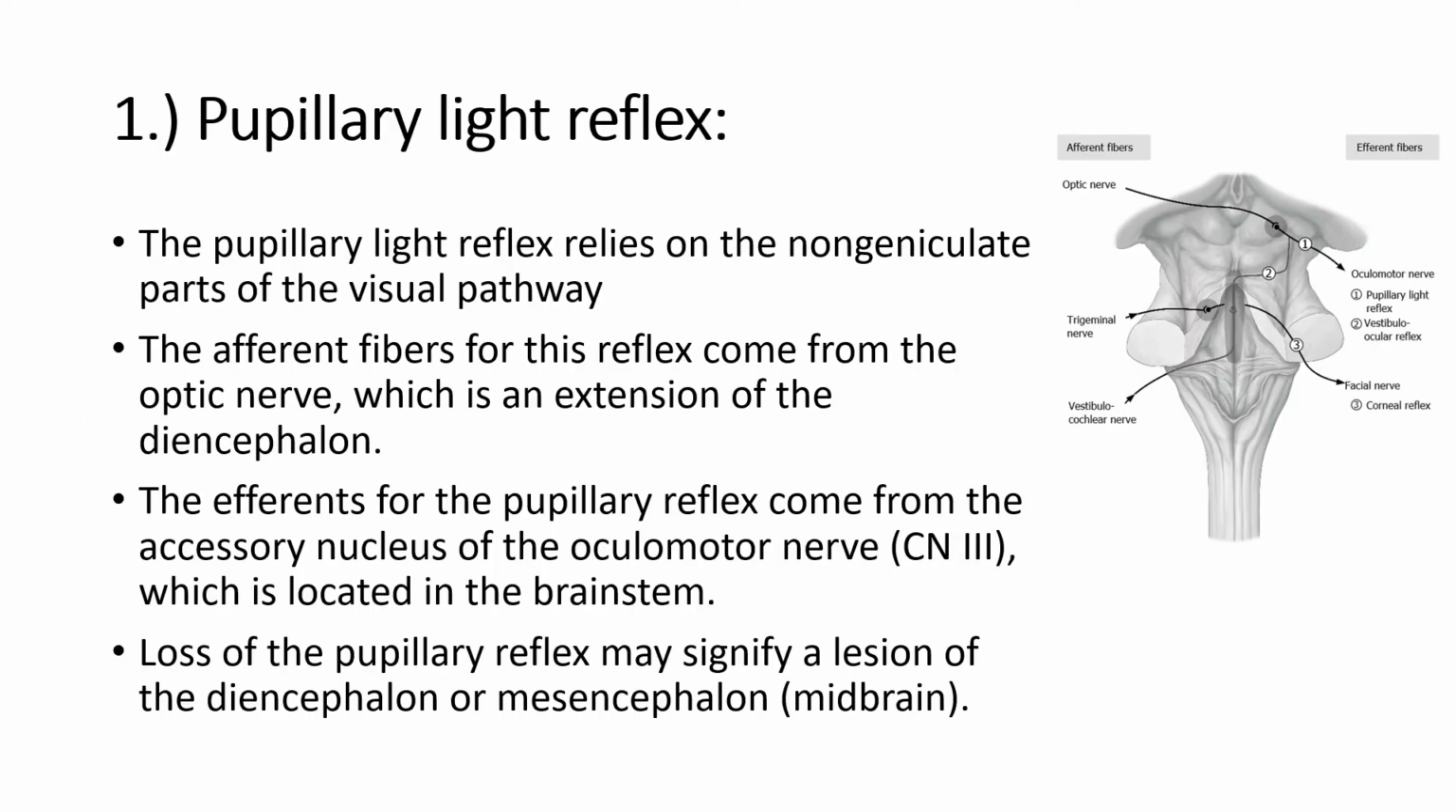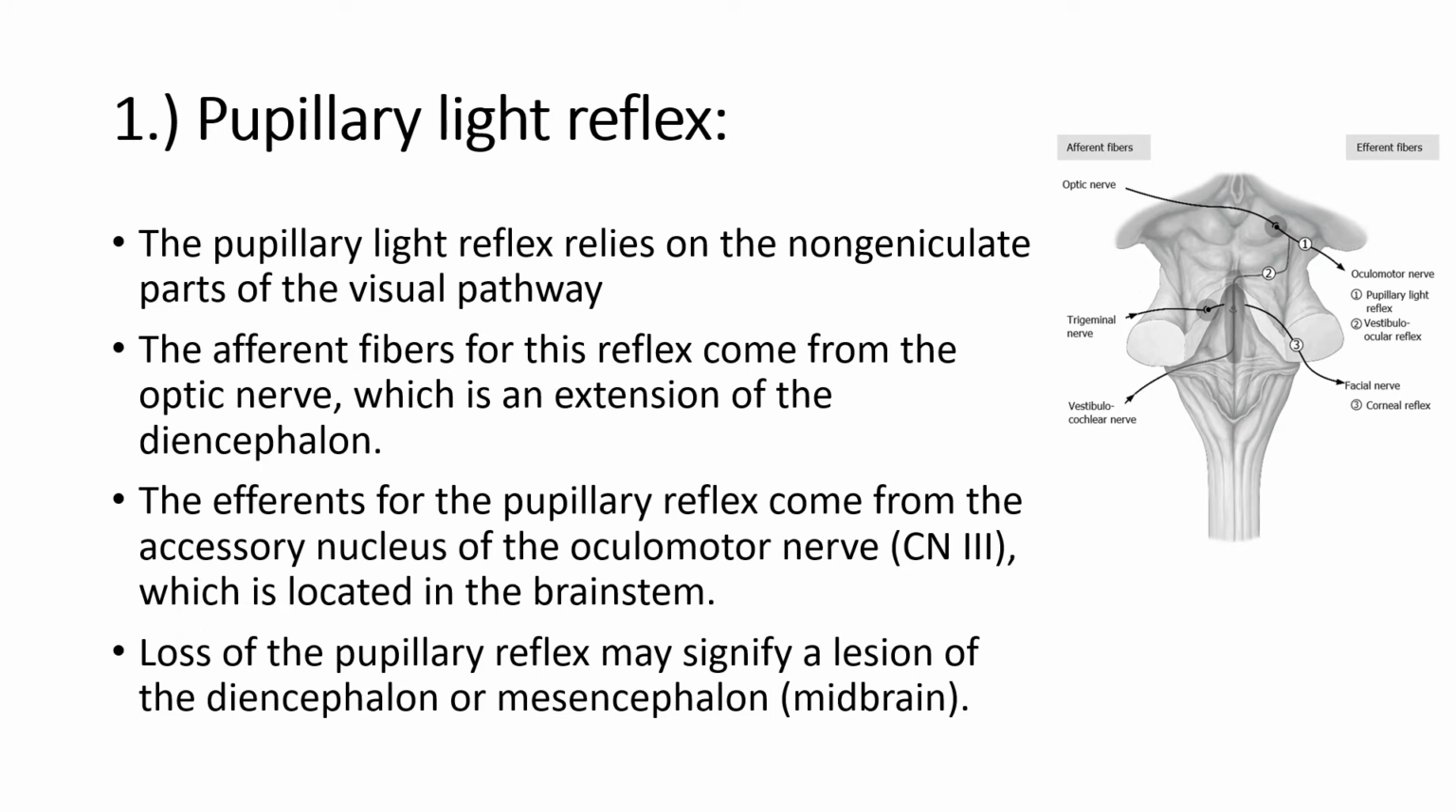Number 1, the pupillary light reflex. The pupillary light reflex relies on the non-geniculate parts of the visual pathway. So the sensory or afferent fibers for this reflex come from the optic nerve, so cranial nerve number 2. And then you can see that on the top left area there. So cranial nerve number 2, which is an extension of the diencephalon, remember.